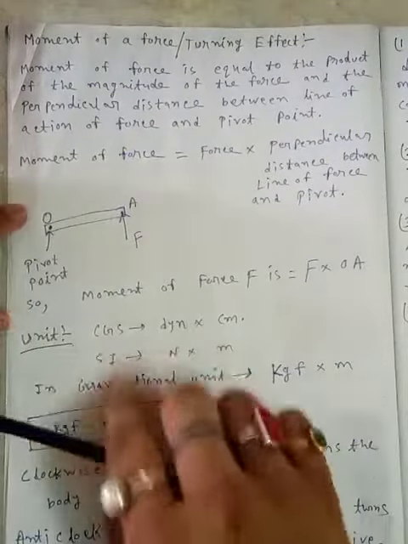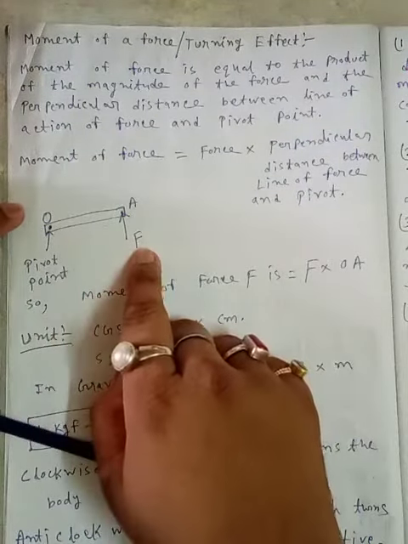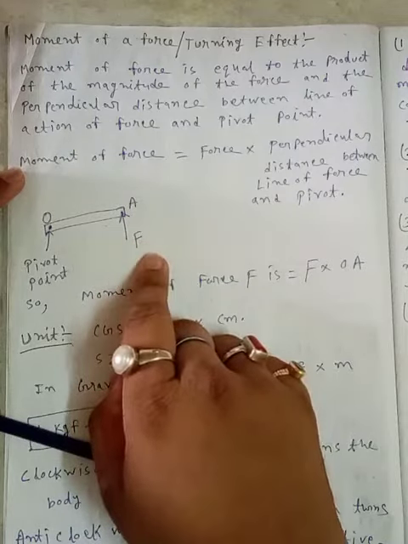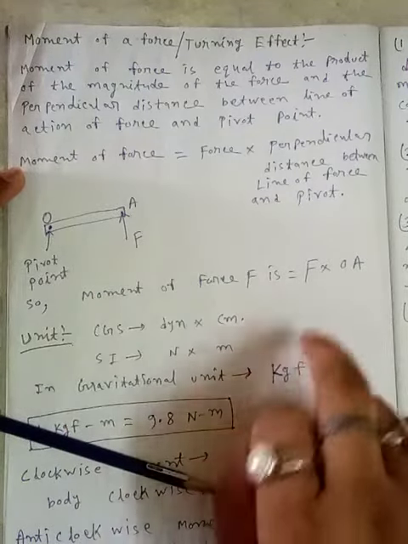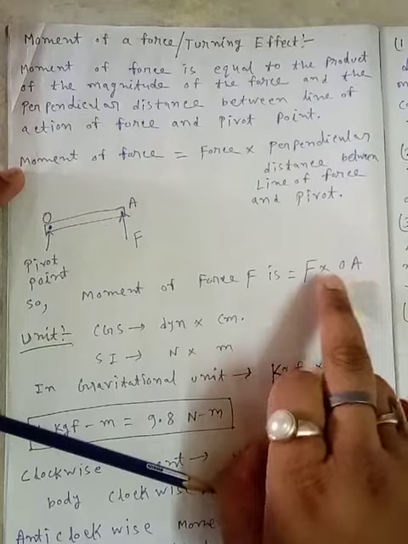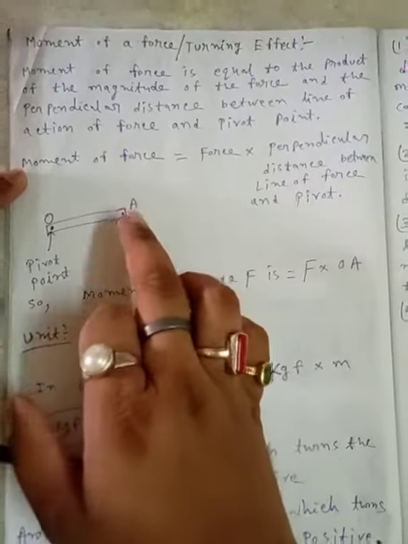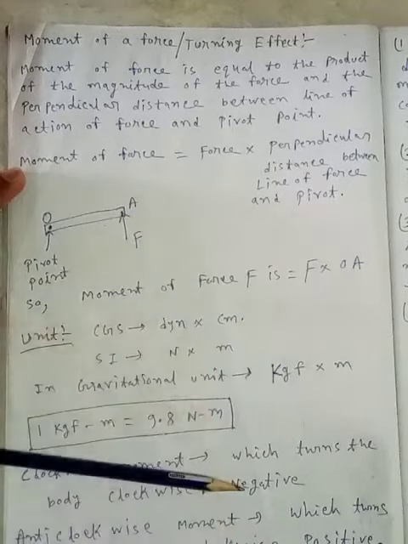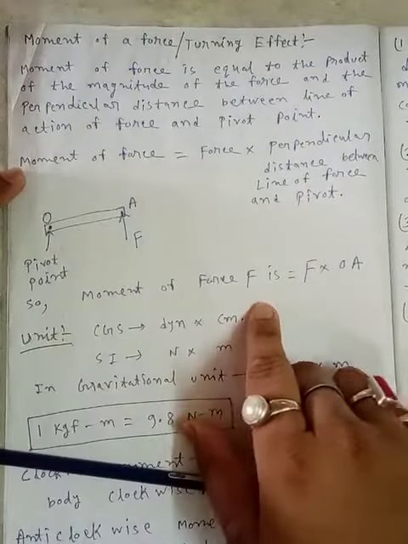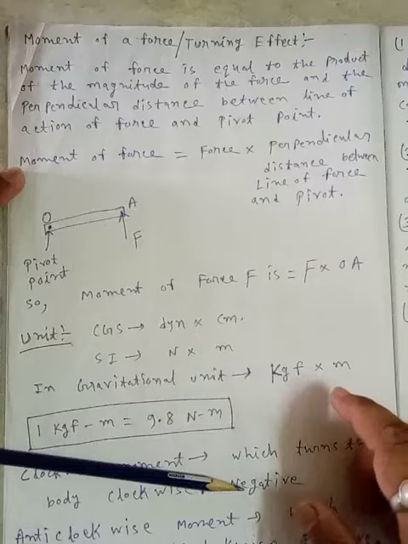Okay, so here the moment of force F is given by F multiplied by OA. OA is the distance between the line of force and the pivot point. So moment of force is given by F multiplied by OA.